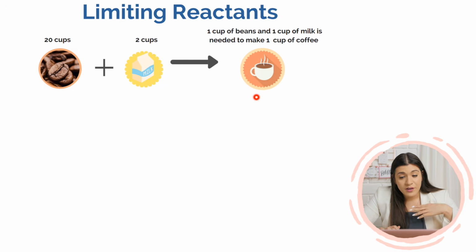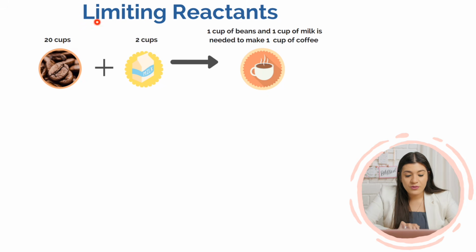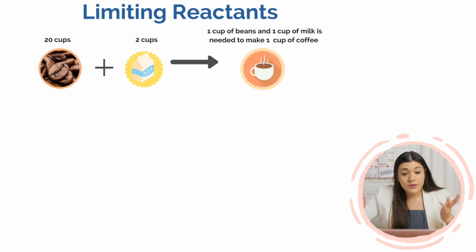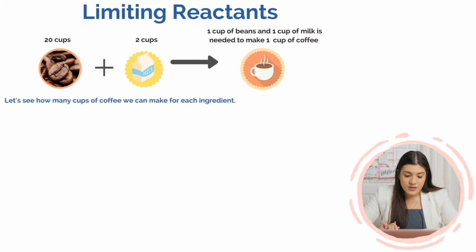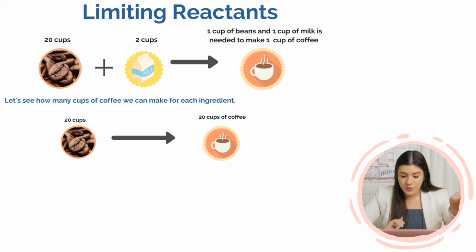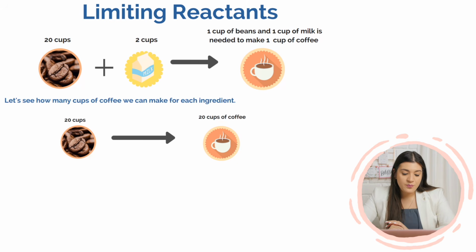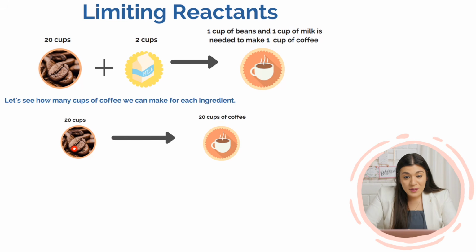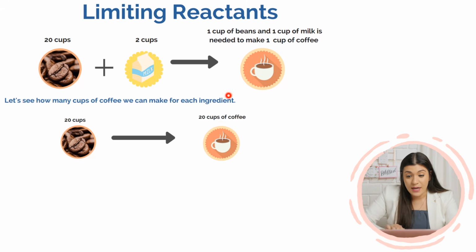But we initially have, in our pantry or in our fridge, 20 cups of beans and 2 cups of milk. So what we want to figure out is which one is the limiting reactant, meaning which reactant or ingredient isn't going to allow us to produce as much coffee as possible. All right, so let's see how many cups of coffee we can make from each ingredient. For the beans, if we had 20 cups of beans and let's say we magically had enough milk, also 20 cups of milk, then we could make 20 cups of coffee.